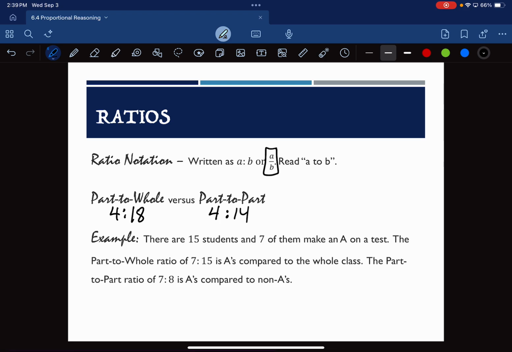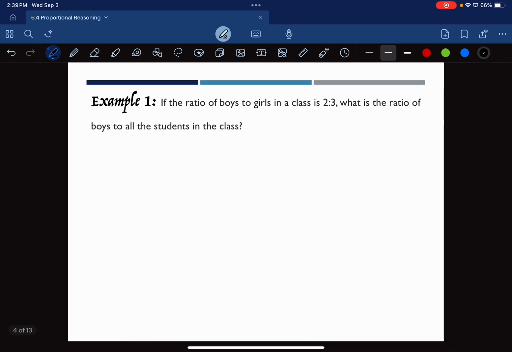The part to whole ratio is 7 to 15, right? A's compared to the whole class. The part to part ratio is 7 to 8. A's compared to not A's, okay? So it's a different way of making comparison, but both have their purpose and their connection points, and we'll see them used. We do want to be able to move from one notation into the other one, however.